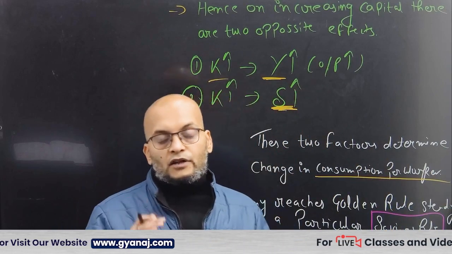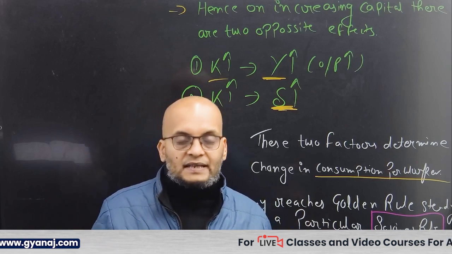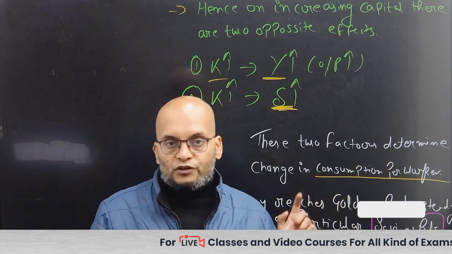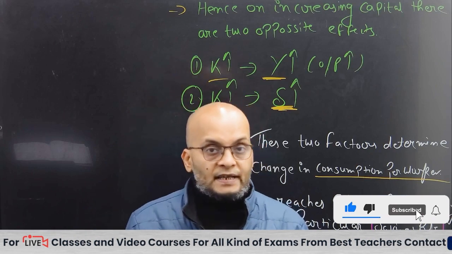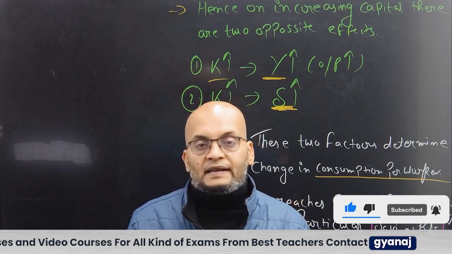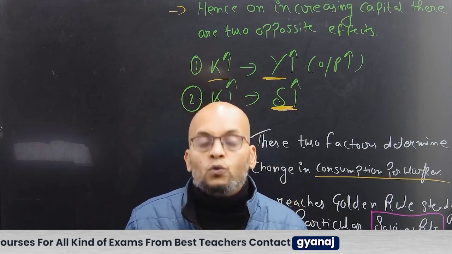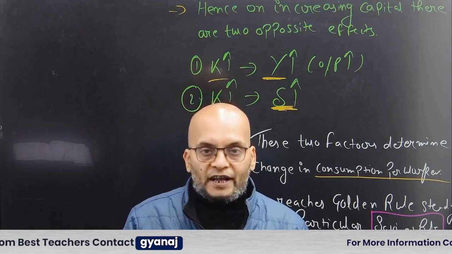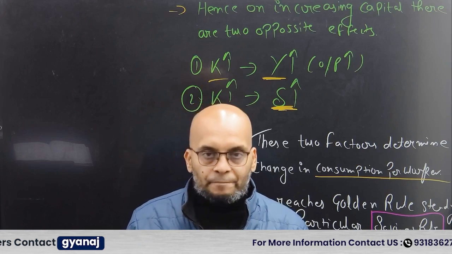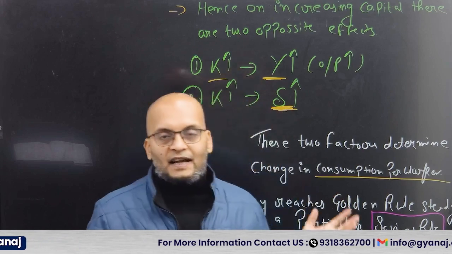Now see guys, one last thing that I want to tell, I'm going to repeat it. I said it earlier also, that golden rule steady state is not going to be obtained at every savings rate. No, there is a particular savings rate at which we get golden rule steady state. Okay, so that's all. That's the answer of this question.